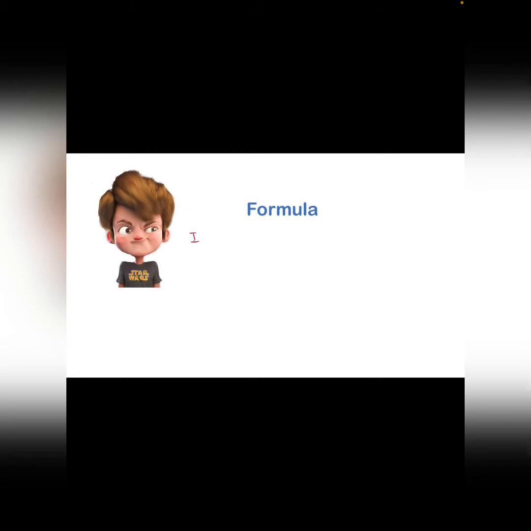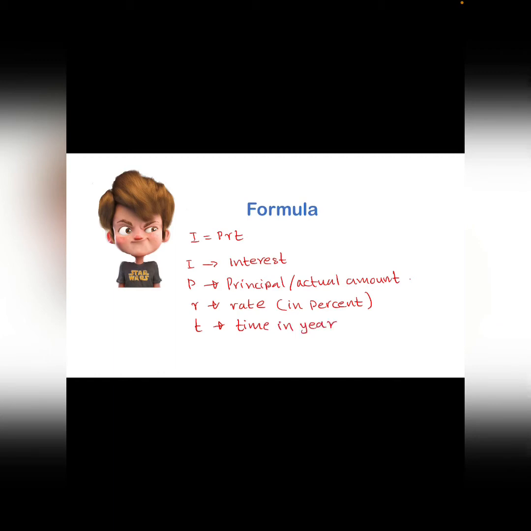So this is the formula. I is equal to PRT, where I stands for simple interest or just interest, and P stands for the principal, not our school principal, but the actual amount that you lend or that you borrow. R is rate, which is always in percent. T is time, which should be calculated in years.